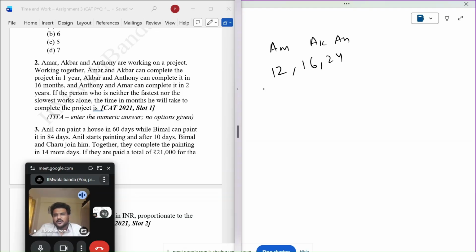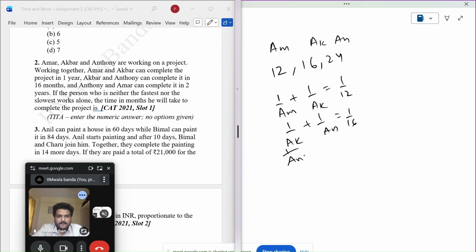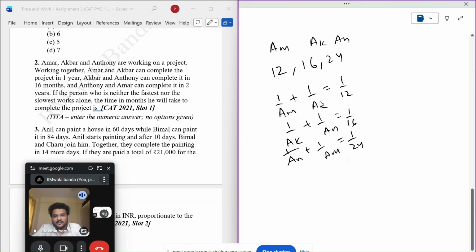Mentally, you don't need to write the whole equation. Mentally, you know what these are. These are basically 1 by AM plus 1 by AK. Just for you, I will write it, but in the exam, try to do this as much as possible mentally. This is what the question is basically saying. So if you add all of them, you will get 1 by AM plus 1 by AK plus 1 by AN. And then you keep on subtracting these equations and you'll get all the values.